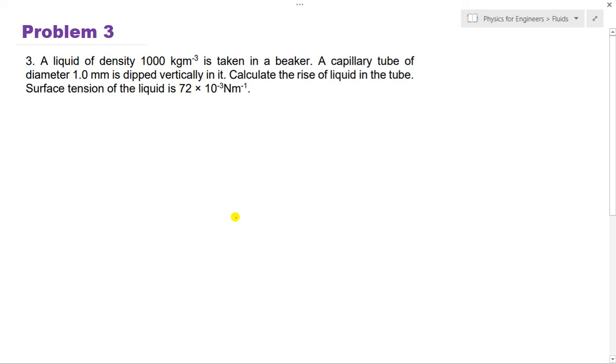So problem number 3, again a capillary tube. A liquid of density 1000 kg per cubic meter is taken in a beaker. Then a capillary tube of diameter 1 mm is dipped vertically in it. Calculate the rise of liquid in the tube. The surface tension of the liquid is 72 times 10 to the power negative 3 Newton per meter.